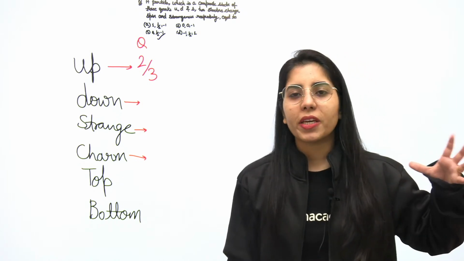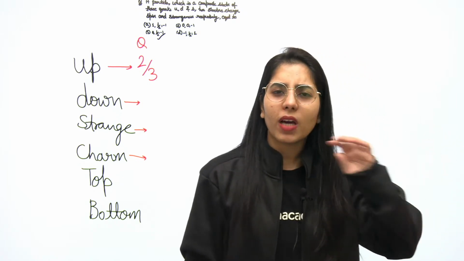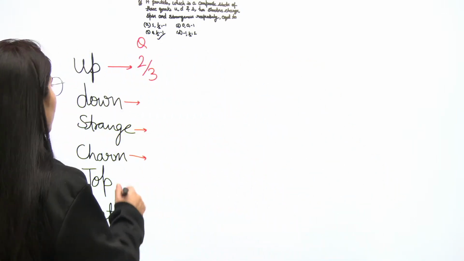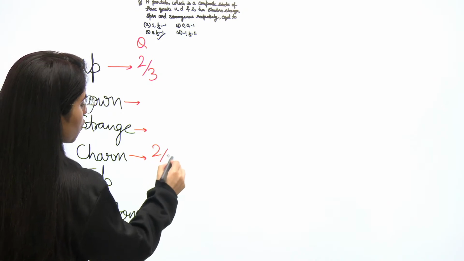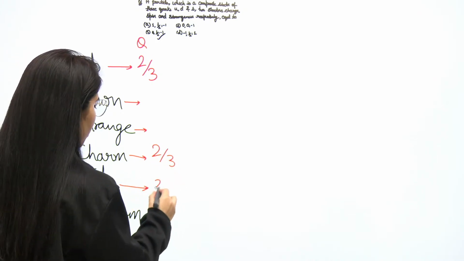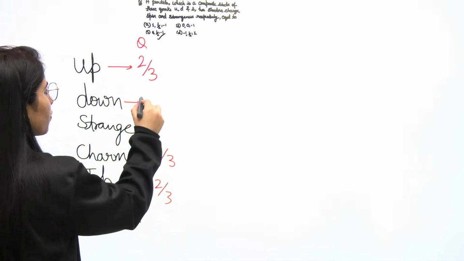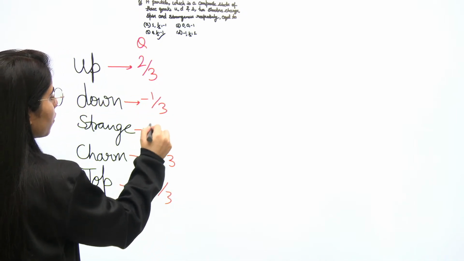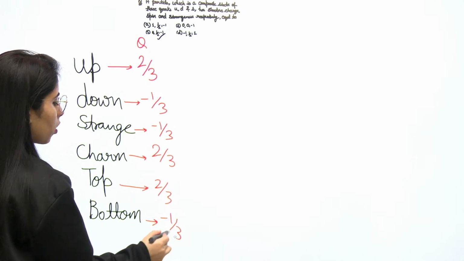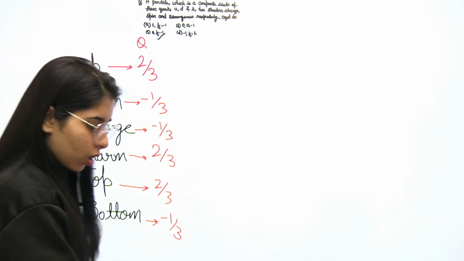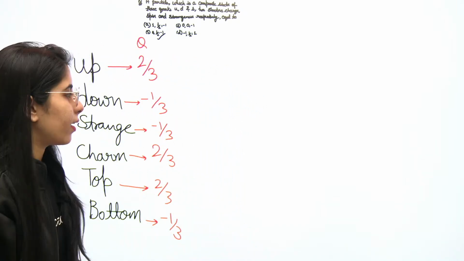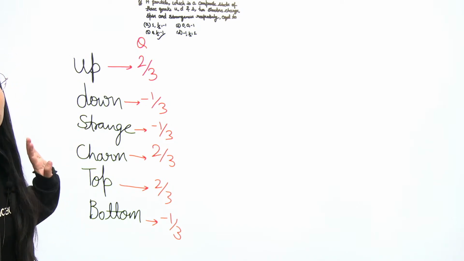If something is very charming, that means we can call it a positive aspect. So that's why we are going to consider its charge plus 2 by 3. Again, top positive 2 by 3, bottom negative. So the rest of them: down minus 1 by 3, strange minus 1 by 3, bottom minus 1 by 3. In this way you will not have to put in so much effort to memorize it, and you will easily be able to memorize it in this manner along with just making this table.